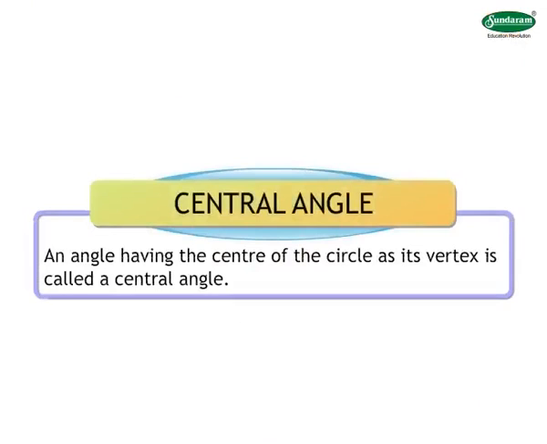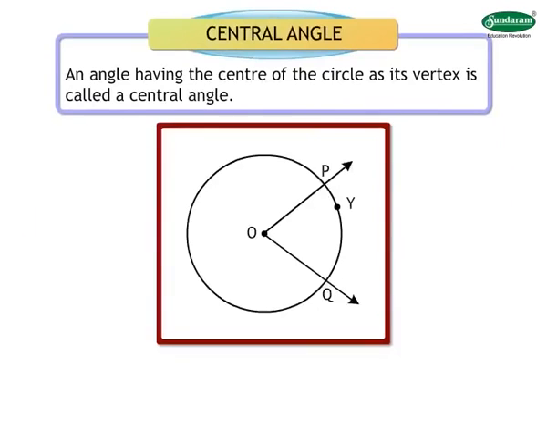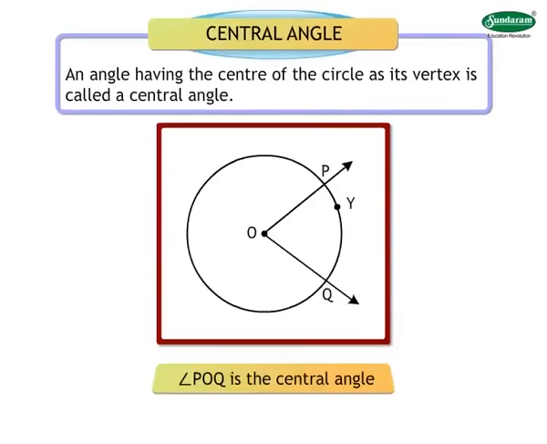We shall now learn what is a central angle and the measure of the arc. What do you mean by a central angle? An angle having the center of the circle as its vertex is called a central angle. As you can see, the angle POQ is formed having the vertex O, which is the center of the circle. We can say that the angle POQ is the central angle of the circle.